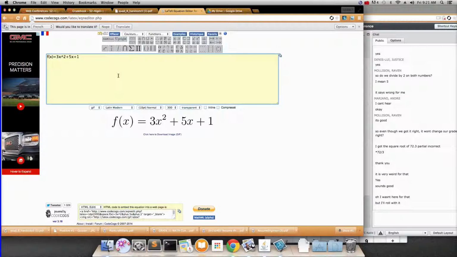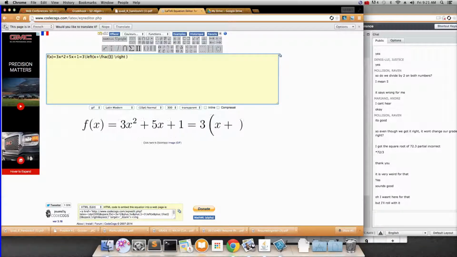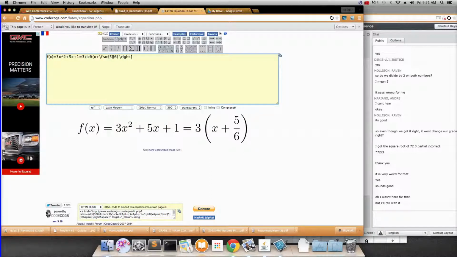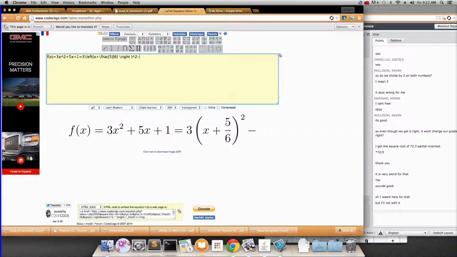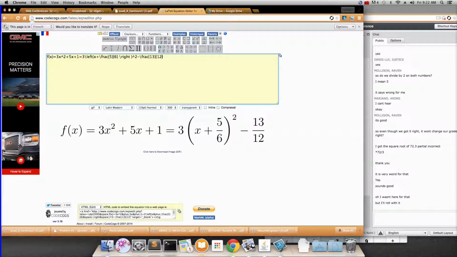Basically, what I did was I went through this whole long process to prove to you that this is equal to 3 times (x plus 5/6) squared minus 13 over 12. I proved to you that those were the same thing.